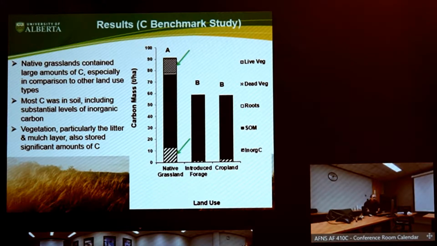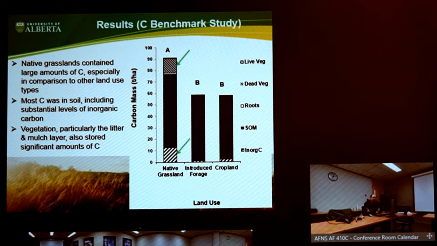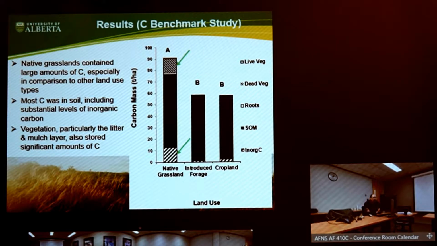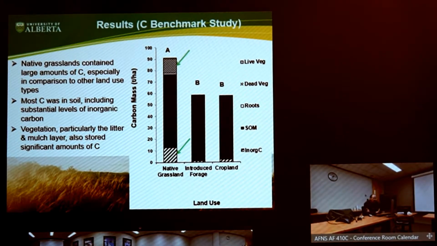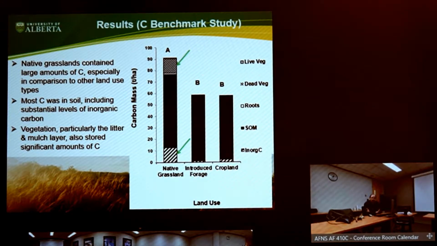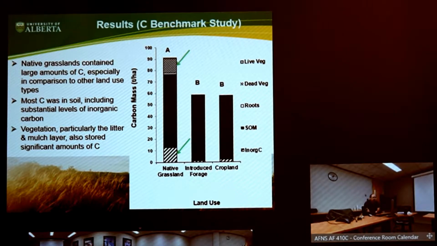And the two pools that stand out very conspicuously, in addition to soil organic matter, is that the native grassland has a much larger pool of dead vegetation on the soil surface, which amounts to as much or greater than 10 tons per hectare, and nearly 15 tons of inorganic carbon as well. And so those two pools combined, together with the greater soil organic matter, mean that these systems, these agroecosystems, are supporting upwards of 30 to 35% more carbon overall.